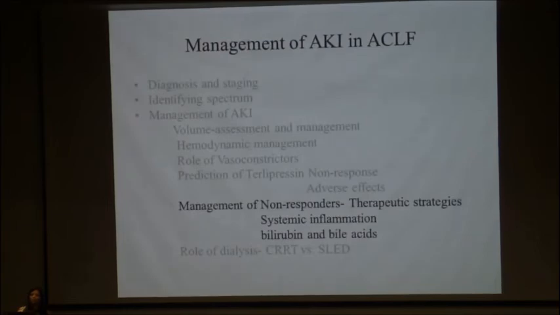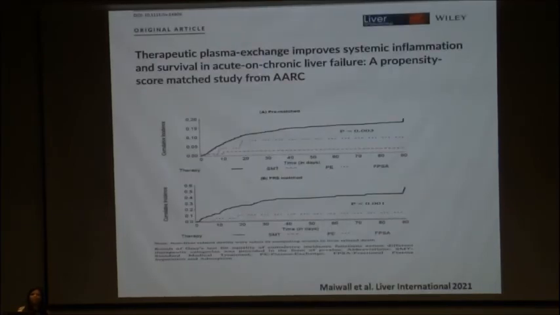Now, how do we manage the non-responders? We showed the utility of therapeutic plasma exchange, which improves systemic inflammation, and we know that systemic inflammation is a driver. Even though plasma exchange was not improving overall deaths, liver failure-related deaths were clearly better as compared to standard medical treatment. The artificial liver support that we evaluated here was the Prometheus. We are not using Prometheus now because a lot of sepsis and coagulation failure problems were encountered, and the adverse effects were more.